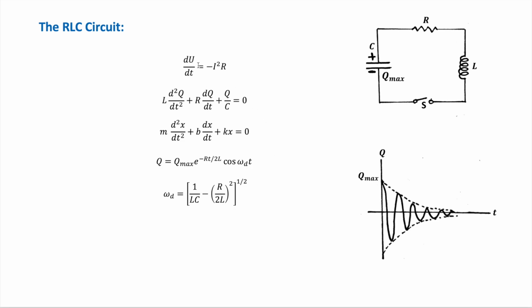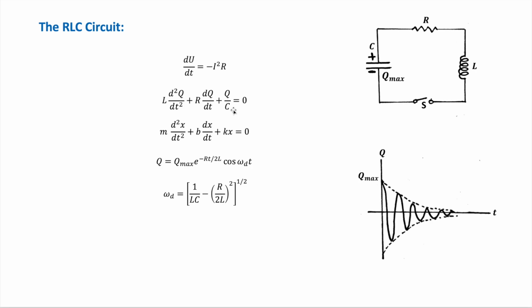So since the total energy is no longer constant, its differential is not zero, sorry, but is equal to minus I squared R, and I squared R is the rate of energy dissipation through the resistor. So the negative sign indicates that U is decreasing with time. If we differentiate U and substitute for I as dq over dt and the differential of I as d squared q over dt squared, and then rearrange, we get this equation.